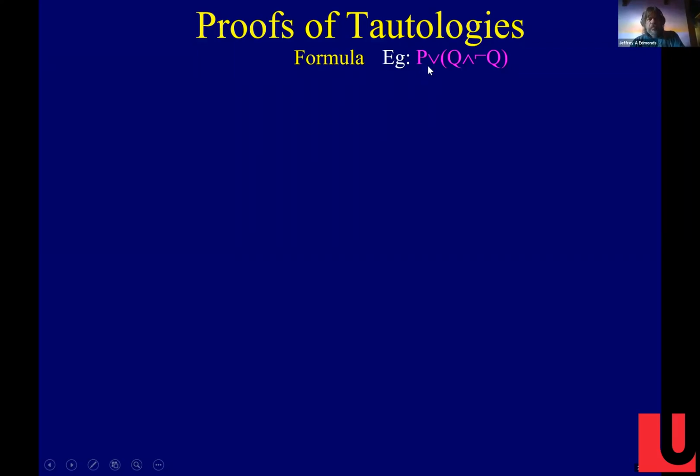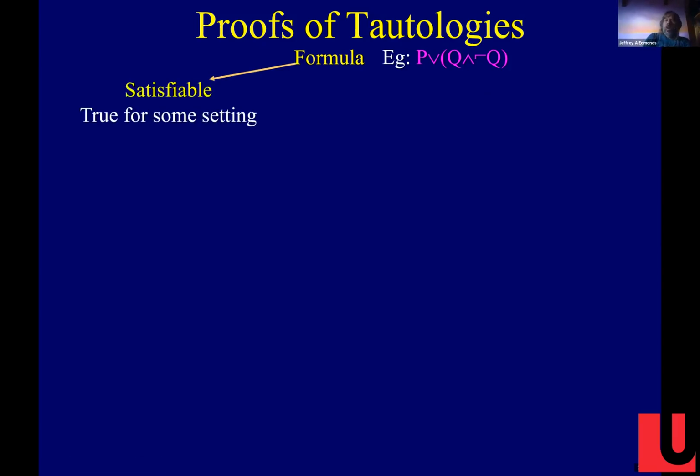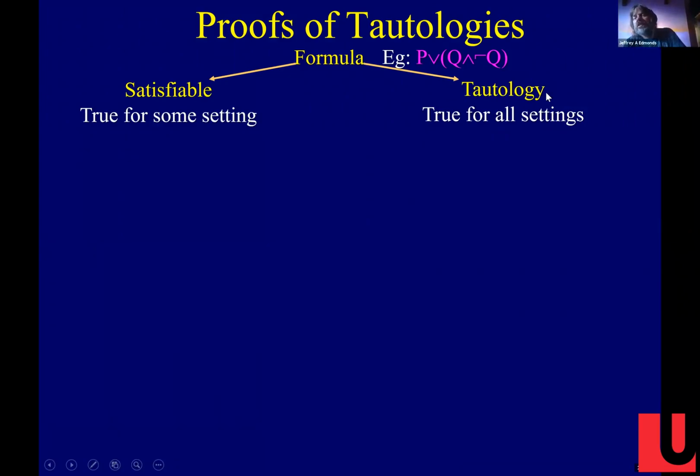Suppose I had a propositional statement like this, and I wanted to prove something about it. I might want to prove that it was satisfiable, i.e. there's a setting of the variables, P to true and Q to false, such that it was true. Or I might want to prove that it was a tautology. How would I do that? I would have to prove that for every setting of the variables it was true.